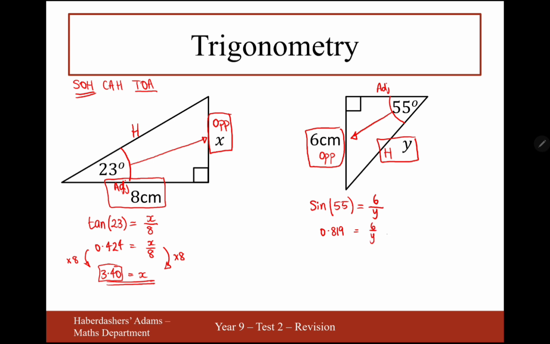Then we multiply the y onto the other side, like we've got a little equation here. So 0.819y equals 6. Then we're going to divide by this difficult number 0.819. So divide by 0.819 on both sides. Now currently that is still in my calculator. So I'm going to press 6 divided by answer to make sure my answer is as accurate as it can be. The answer to this question, therefore, is 7.32 centimetres. Both of them are centimetres.